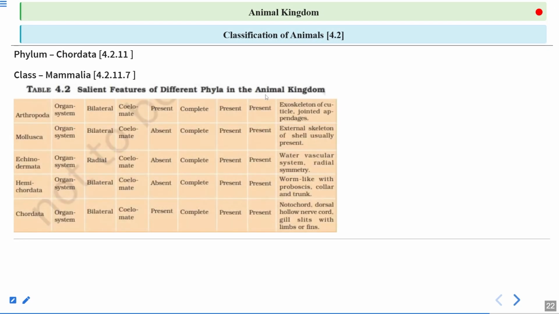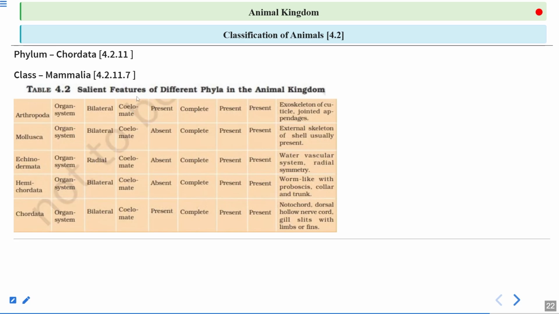Now, this is another table that represents Arthropoda to Chordata. Arthropoda has the organ system, Mollusca has the organ system, and all from Arthropoda to Chordata have the organ system. Arthropoda have bilateral symmetry. Radial symmetry we see in the case of Echinodermata. This is a very unique feature.